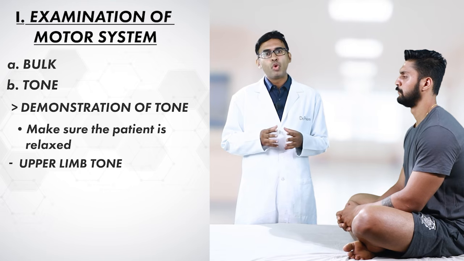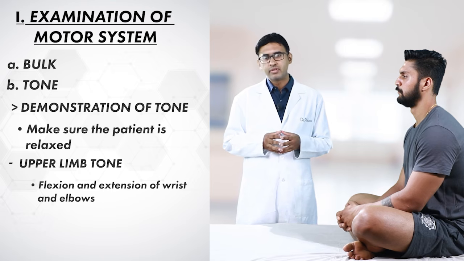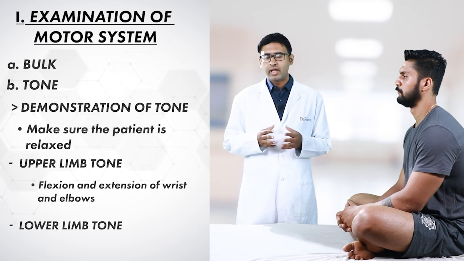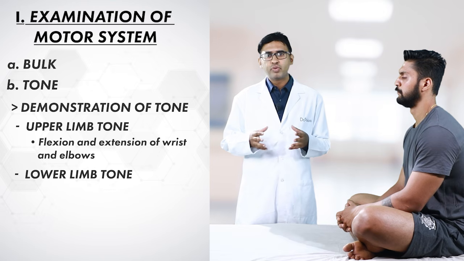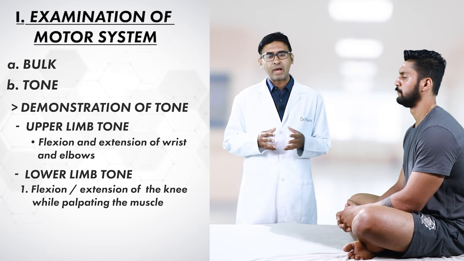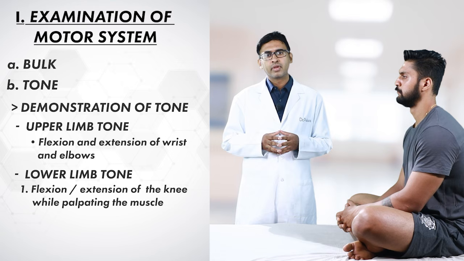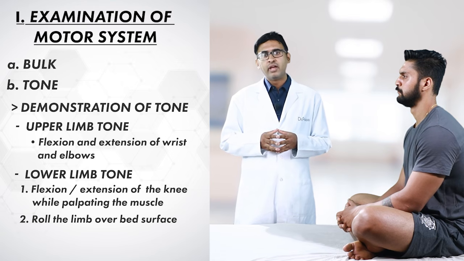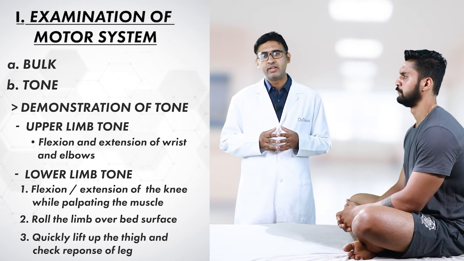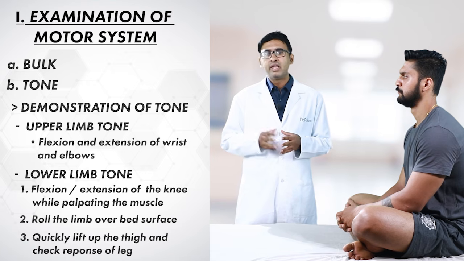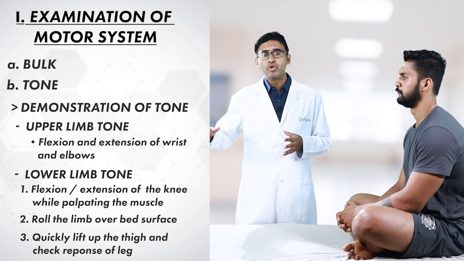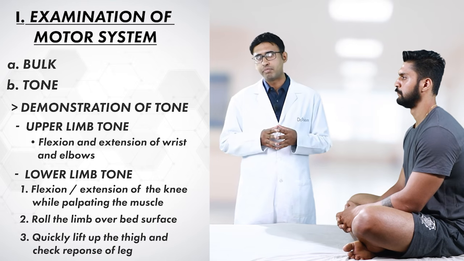In the upper limb, tone is checked by flexing and extending the wrist and the elbows. In the lower limbs, tone is assessed in multiple ways. The first way is to flex or extend the knee while palpating the muscle that you are checking. The second way is to roll the limb over the bed surface. And the third way is quickly lifting up the thigh and looking at the movement of the leg. In patients who have hypertonia, the leg is going to kick upward, whereas in hypotonia or flaccidity, the leg is going to drag when you quickly lift the thigh up.